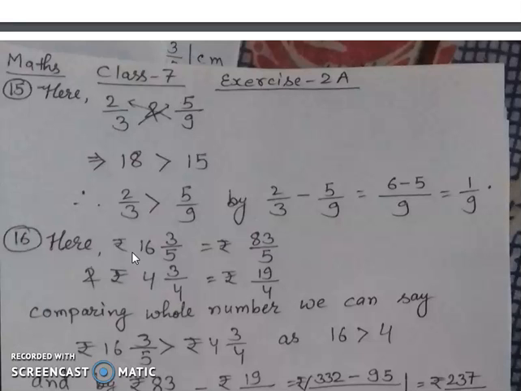And in question number 15, it has been asked of 2 by 3 and 5 by 9, which one is greater and by how much. So earlier also we had read, simply we can compare by doing the cross multiplication method. That means 9 into 2 is 18 and 5 into 3 is 15. So I had written the same thing, 18 and 15. Which one is greater? 18 is greater than 15.